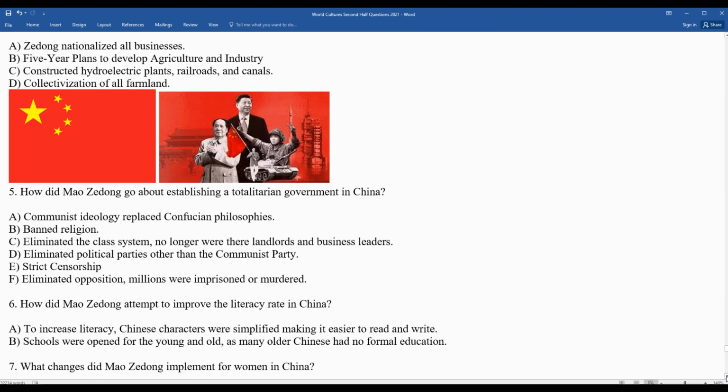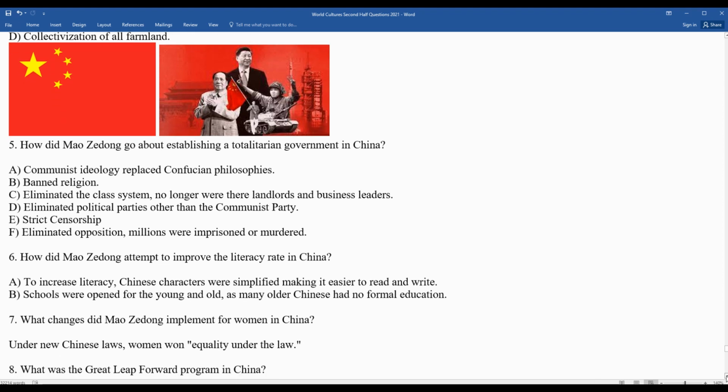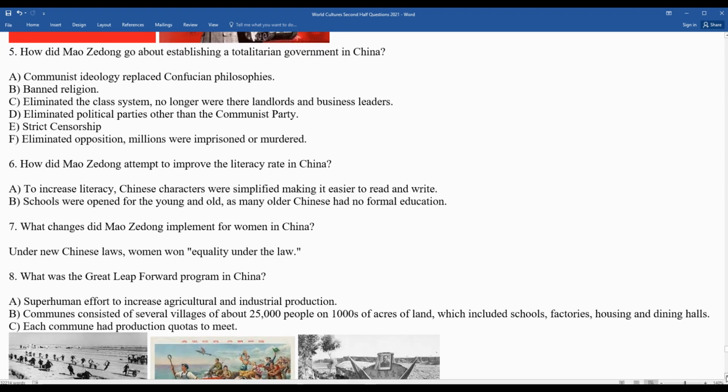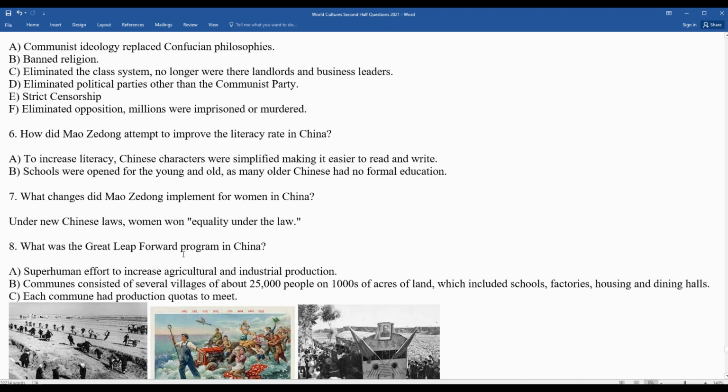7, what changes did Mao Zedong implement for women in China? Under new Chinese laws, women won equality under the law. 8, what was the Great Leap Forward program in China? Superhuman effort was made to increase agricultural and industrial production.